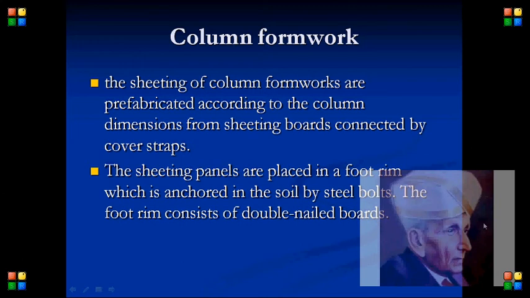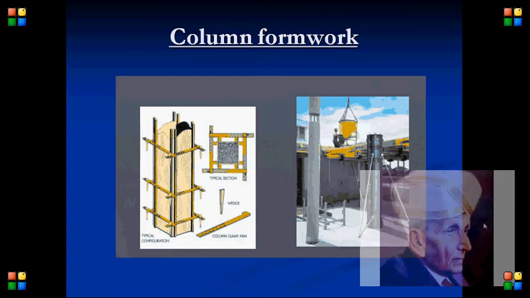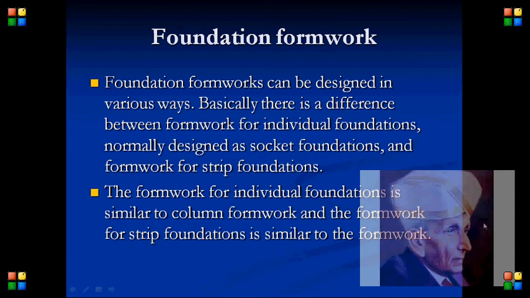Column formwork. The sheeting of column formworks is prefabricated according to the column dimensions from sheeting boards connected by cover straps. The sheeting panels are placed in a foot trim which is anchored in the soil by steel bolts. Column formwork.